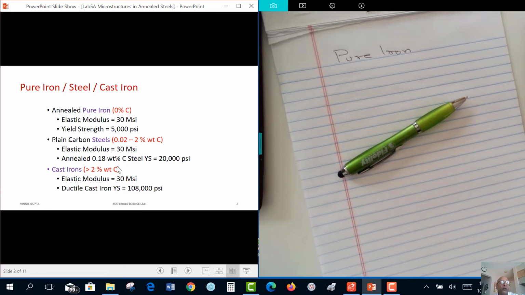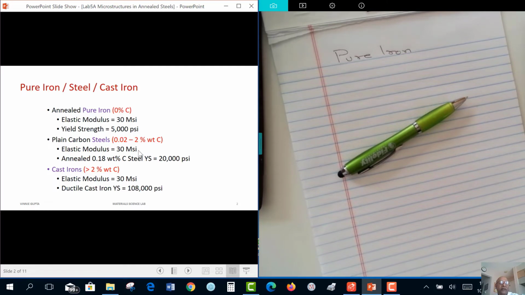And then if we add more than 2% carbon, we get cast irons. And again, elastic modulus doesn't change. Let's look at yield strength. Annealed pure iron has a yield strength of 5,000 psi. It's really fairly soft. If we add even just a tiny amount, 0.18 weight percent carbon, that's our 1018 steel, even in annealed condition, it has a strength which is 4 times higher.